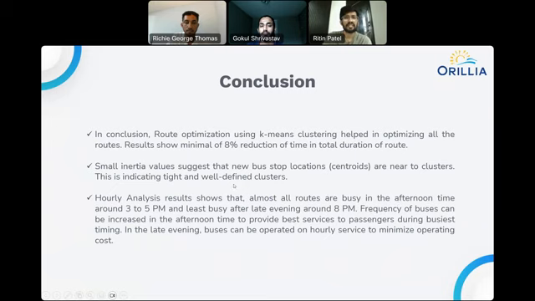So as a conclusion, as you can see from all the results, we have a minimum of 8% reduction of time for the total duration of the route. And as you saw the low inertia values, that indicates that we have defined the clusters very well. And for hourly analysis, as I explained, it is busy during 3 to 5 p.m. and least busy after 8 p.m. So we can improve the bus service during these hours, and we can reduce it after 8 p.m.